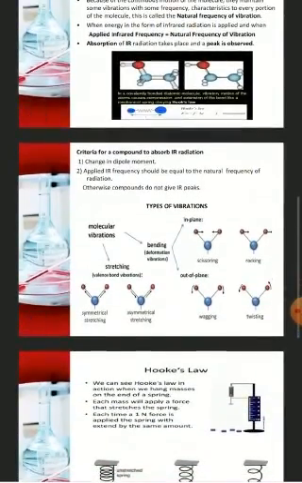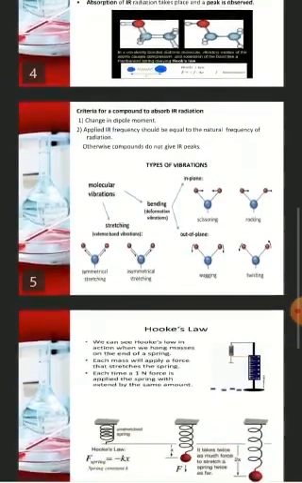Now, we have seen types of vibrations. First type is stretching vibrations. These are vibrations in which the bond length is altered, that is increased or decreased. There are two subtypes. First, symmetrical stretching, in which two bonds increase or decrease in length symmetrically, and second, asymmetrical stretching, in which when one bond length increases, the other one decreases.